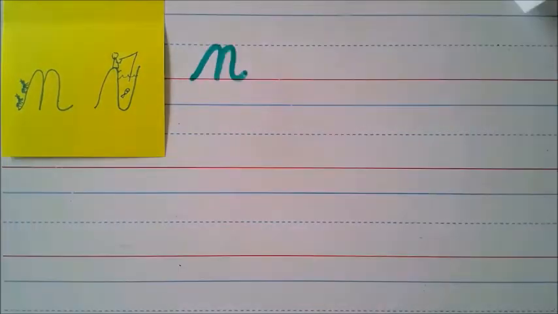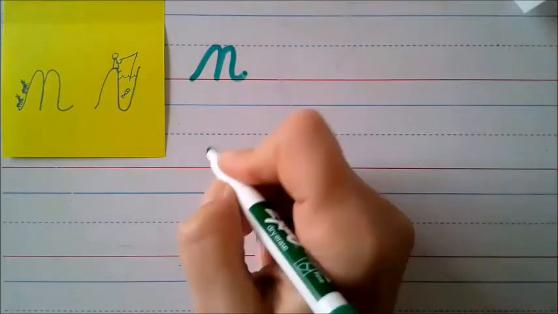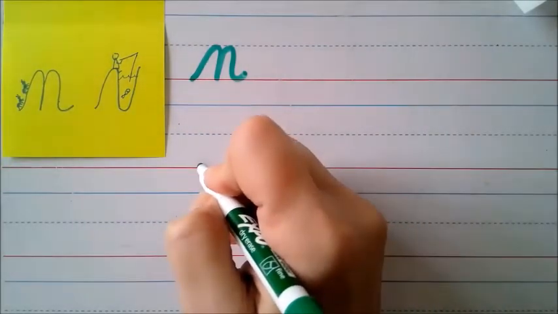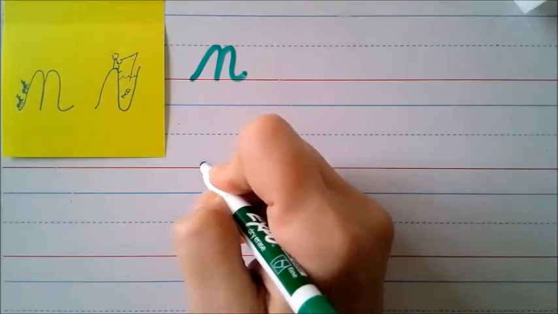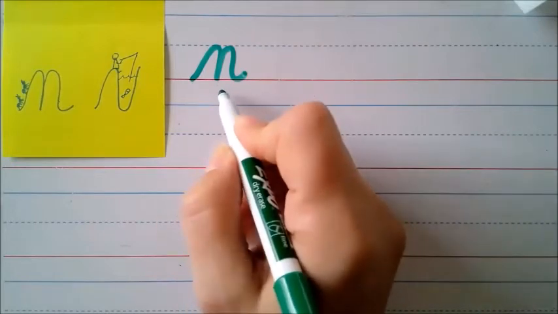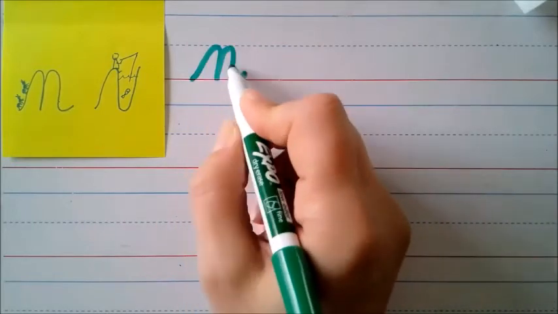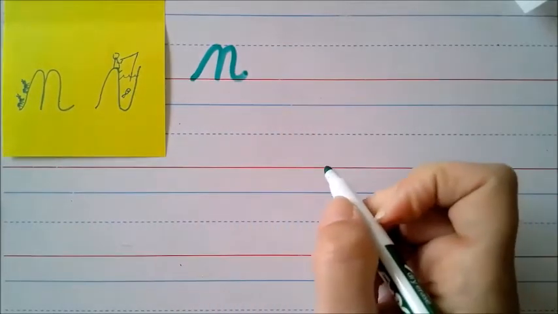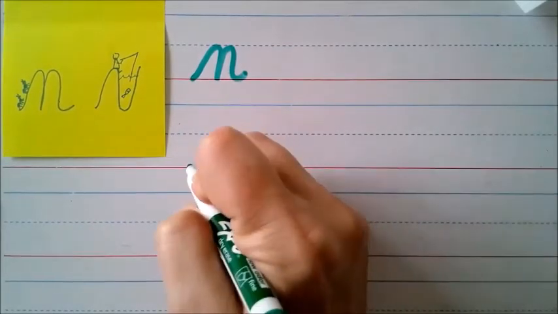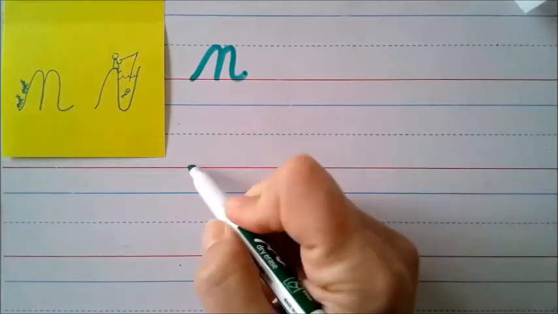The next letter is the letter M. If you can do the letter N, you can do the letter M. We're just going to have one more hump. So just like in print, an N has one hump and an M has two humps. In cursive, the letter N has two humps. The letter M is going to have one more for three humps. So we're going to start at the bottom. Let me move my hand a little bit more.